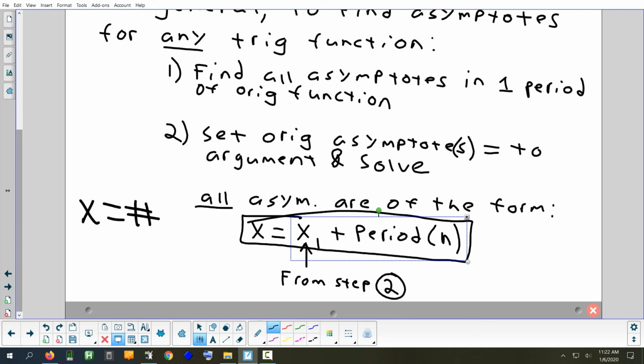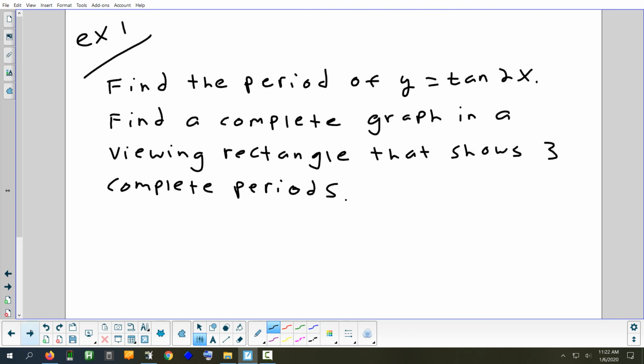Okay, so I might come back to these steps, but at least if you have these steps, that'll help us. Okay, so this one, I'm not too worried about asymptotes yet. All they ask you to do is find the period, and then show me a graph on the calculator screen that has 3 complete cycles.